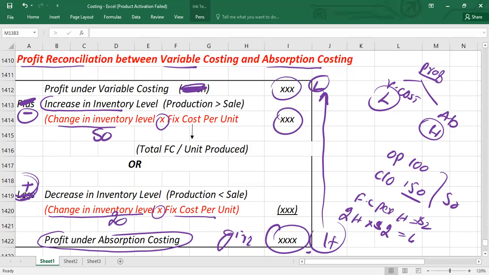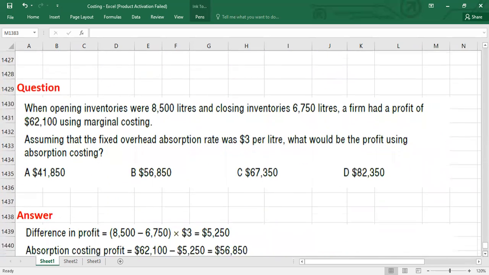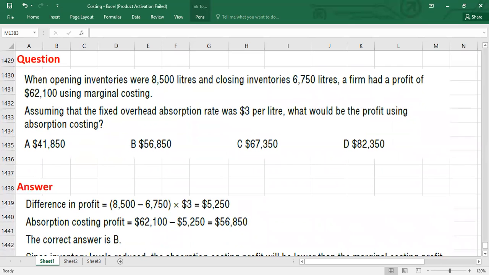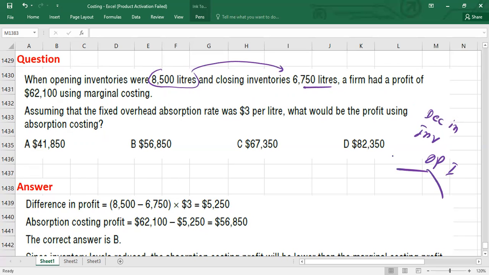Now, guys, let's do an example just to understand. For example, here we have opening inventories of 8,500 liters. This is the opening inventory, and closing inventories are 6,750 liters. So you can say it is a decrease in inventory level. Whenever there's a decrease in inventory level, guys, as I told you, in operating income under variable costing and under absorption costing, variable costing gives you higher profit and absorption costing gives you lower profit. Okay, guys. So it means here a firm had a profit of $62,100 using marginal costing.